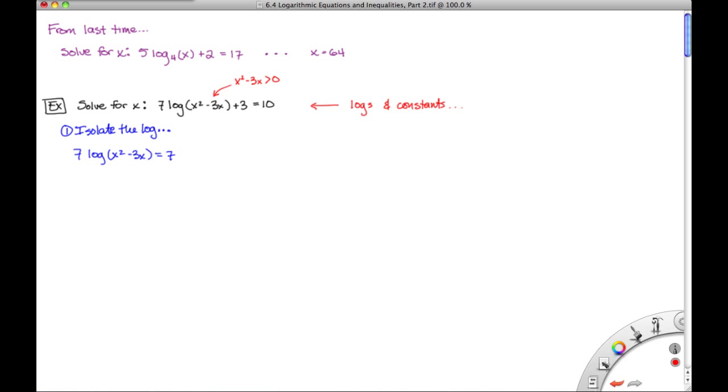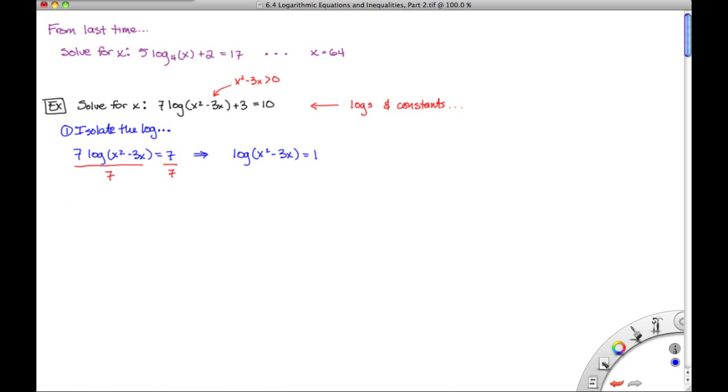And then it's not isolated until we've removed any coefficients. So in this case, we're going to go ahead and divide both sides by 7. And if we do this, we're going to end up with the log of x squared minus 3x is equal to 1. So this is what we're going to use to help solve.